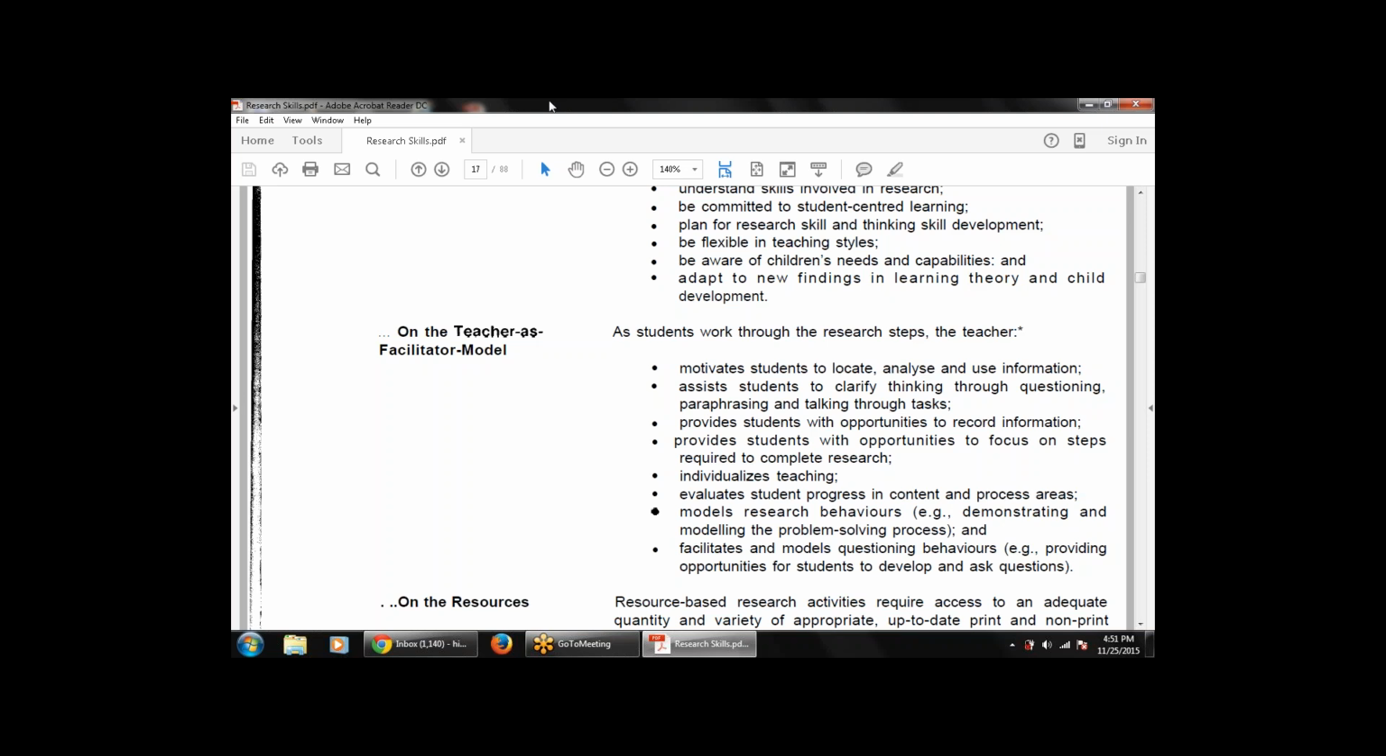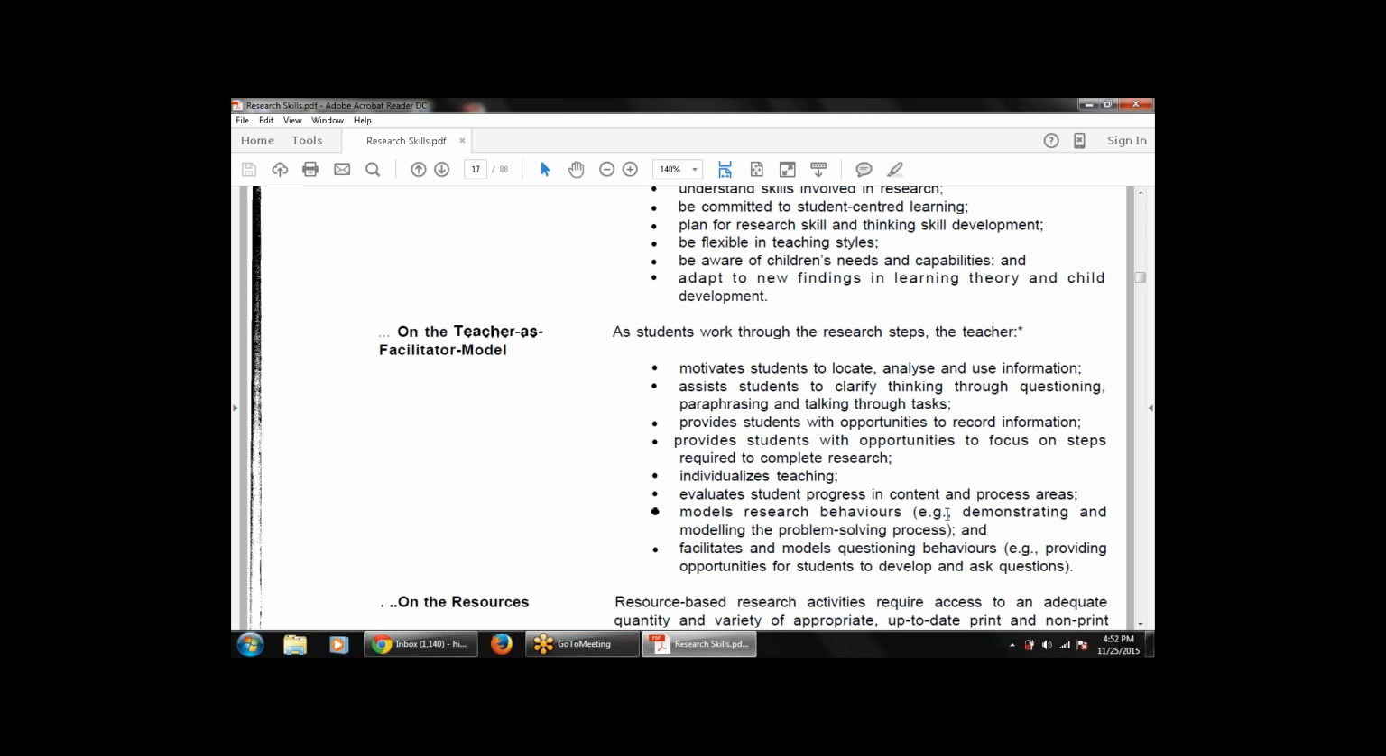So students should ask any question. Paraphrasing means compiling the whole crux of the class. For example, if I'm taking a class, at the last I give the crux, or we can say I compile what we have covered in today's class or in yesterday's class. That is paraphrasing. And talking through the task means talking about what the task is and how it is used. That is the main role of the teacher as a facilitator model.